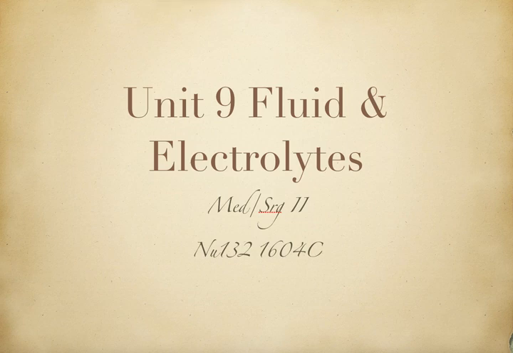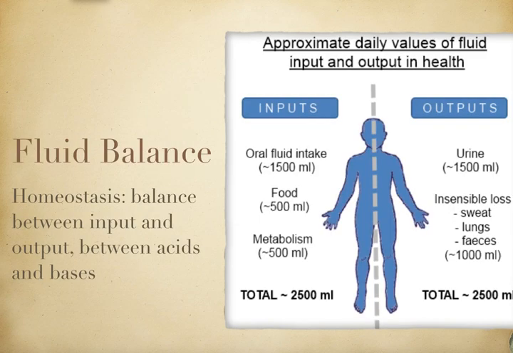Review of covering fluid and electrolytes. So let's get started with a review of our fluid balance. Basically, with our fluid balance, the goal is to maintain homeostasis: a balance between what's going out and what's coming in, and also a balance between our acids and bases. A general rule is we want to just replace what we take out.